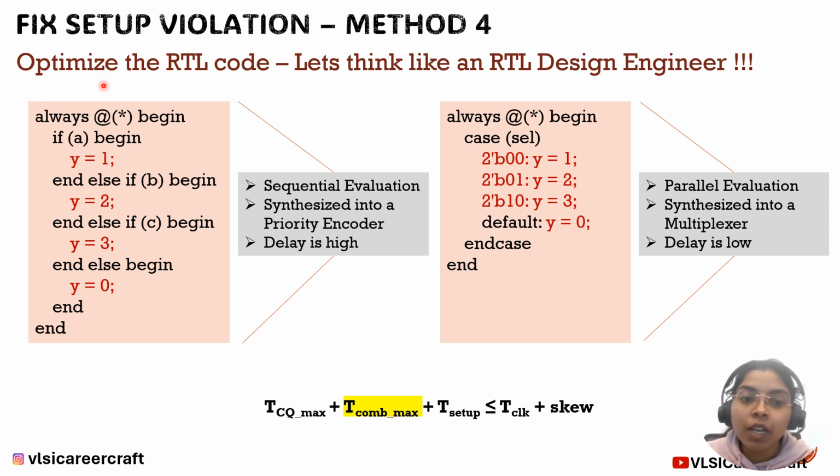Also, when an if-else statement is synthesized onto hardware, it will be synthesized into a priority encoder. That is, based on the priority, it selects the output. Whereas the case statement will be synthesized into a multiplexer. A multiplexer selects one of the inputs based on the select line, so it is a simple logic and has the lesser delay. So making changes to the RTL code is reducing the combinational delay on the hardware. This is one of the methods which is used to fix the setup violation.